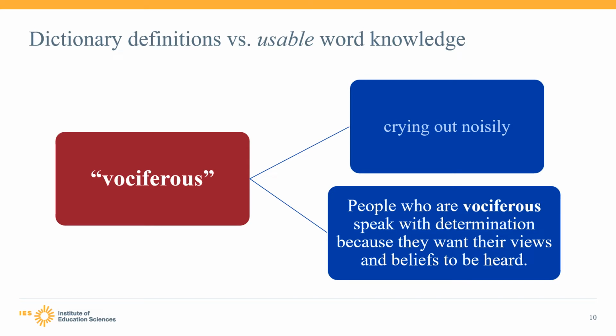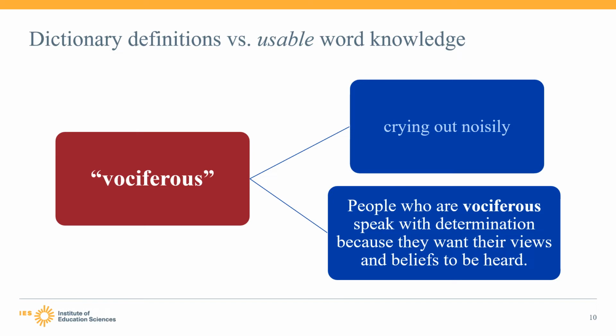On the other hand, if you give this example sentence, people who are vociferous speak with determination because they want their views and beliefs to be heard. That gives a clear and immediate picture in the listener's mind of what it is that a vociferous person does.